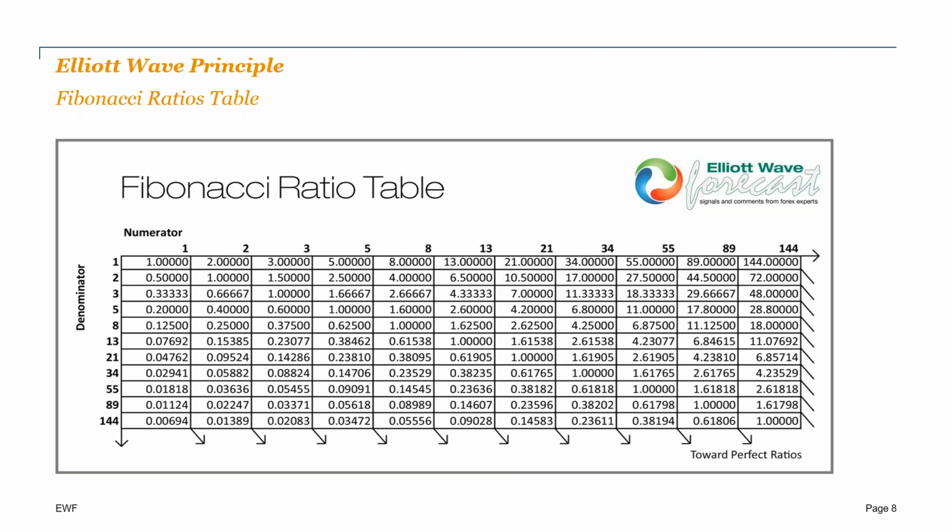Let me double check here. 55 divided by 89. Yes, so if you divide 55 by the next number in the sequence, 89, you get 0.618, right? Same thing, you divide 34 by the next number, 55, you get another 0.618. You notice here that the diagonal is all the same at 0.618. So that's how they come up with the Fibonacci ratio, okay? But you don't need to be concerned about this. I'm just telling you how they derive the Fibonacci ratio.